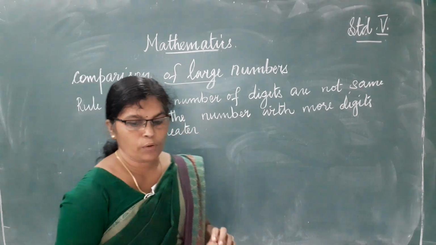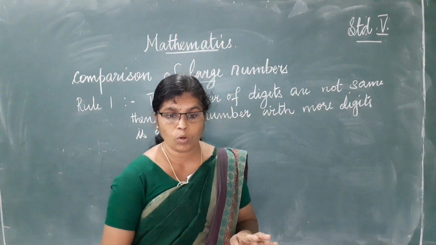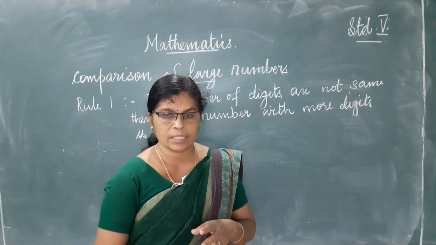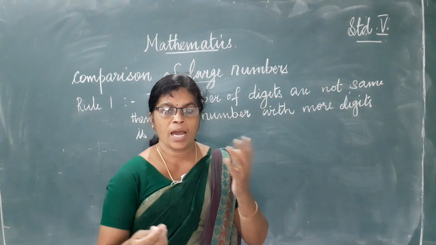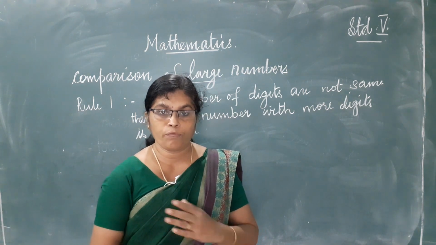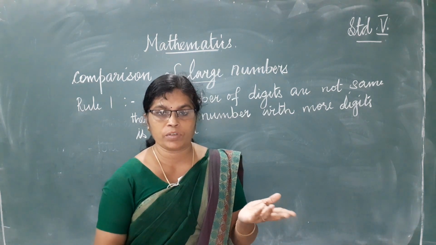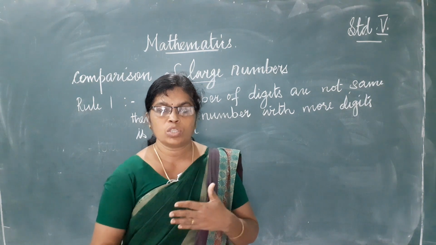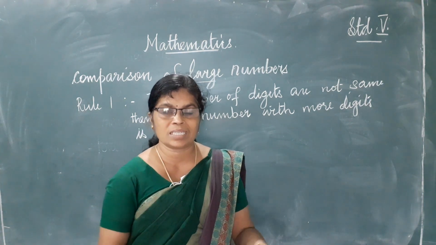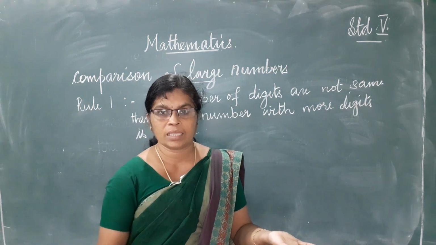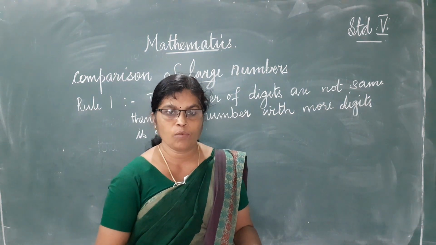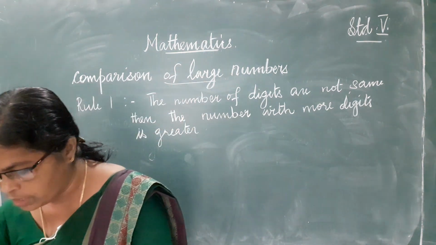Now, if the number of digits is not the same, suppose one number is a 5-digit number and the other number is a 6-digit number. Of course, the number of digits is more in the 6-digit number. So, of course, the 6-digit number will be greater than the 5-digit number. Now, let's see an example for that.